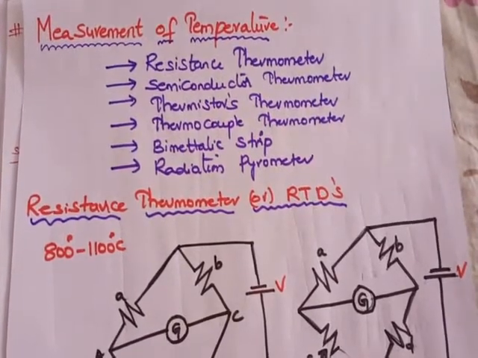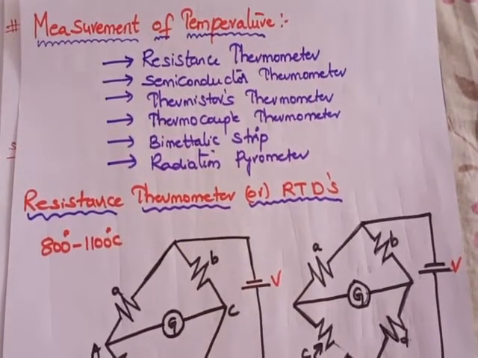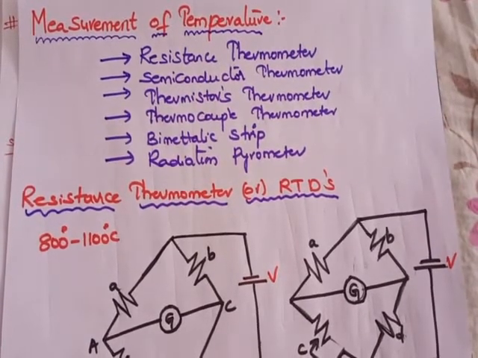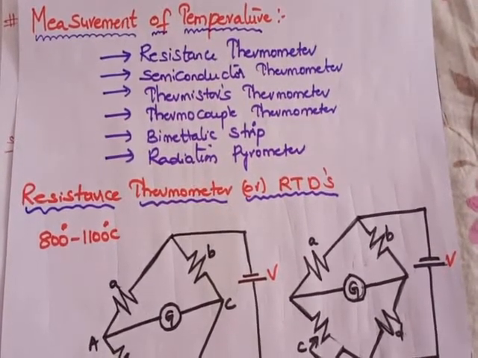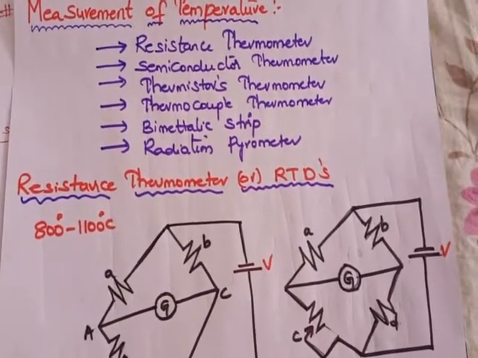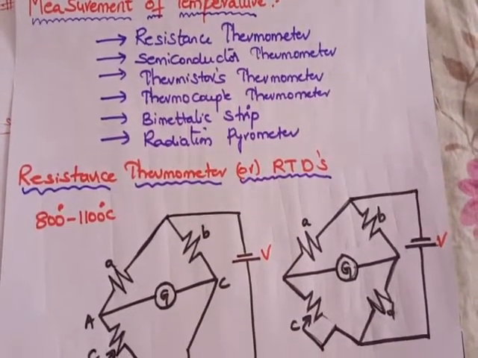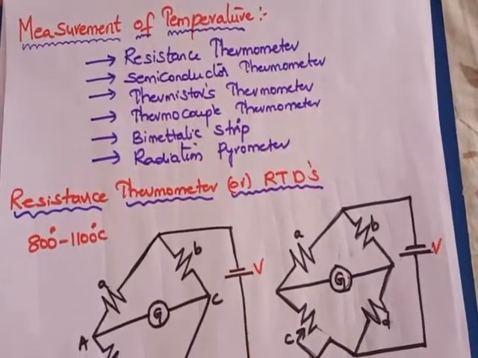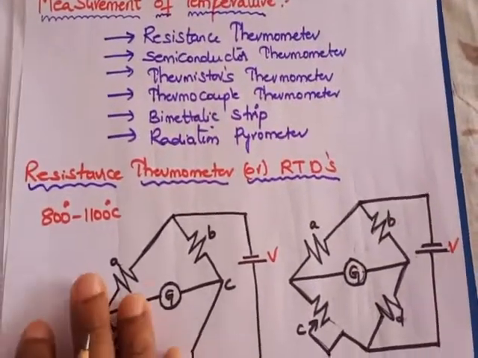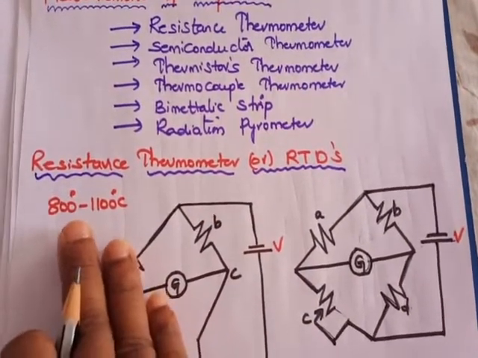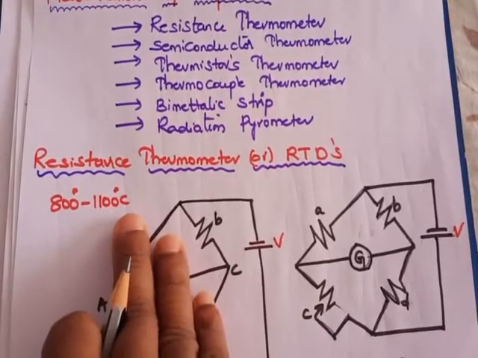So generally, measurement of temperature is classified as below: resistance thermometer, semiconductor thermometer, thermistor thermometer, thermocouple thermometer, bimetallic strip, and the last one is radiation pyrometer. In today's class we'll see about resistance thermometers, which are generally called resistance temperature detectors or RTDs. Here the resistance thermometer is used for measuring the temperature range of around 800 degrees Celsius to 1100 degrees Celsius.